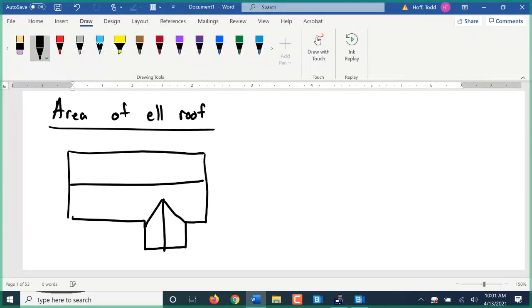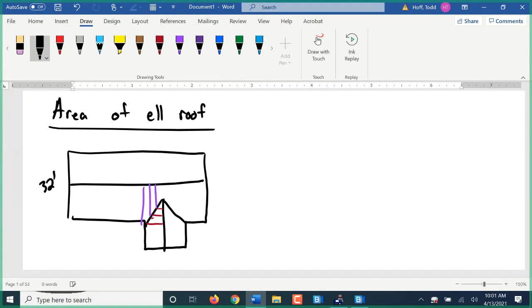Or we had them set up like that, and you had to find the decrease in the rafters to go up through there and to go up through here. Find the difference in length, the decrease in length. Well, what we're going to look at today is finding the area of a roof like that.